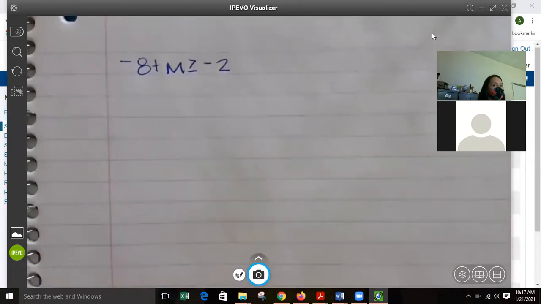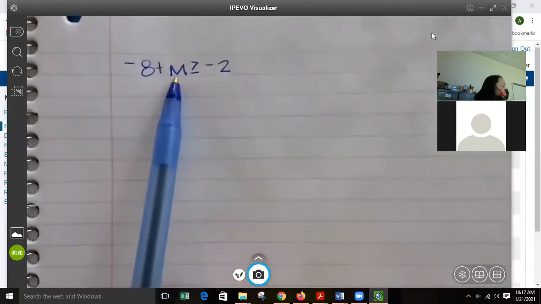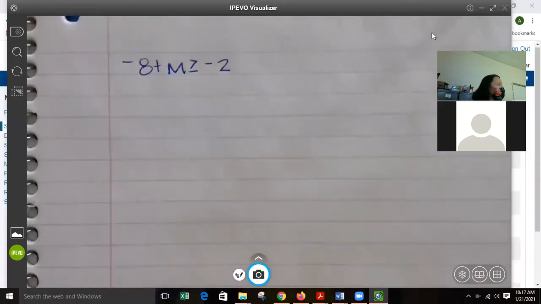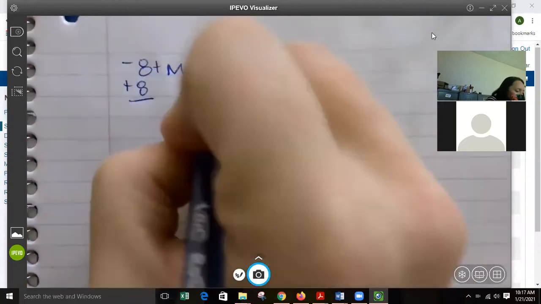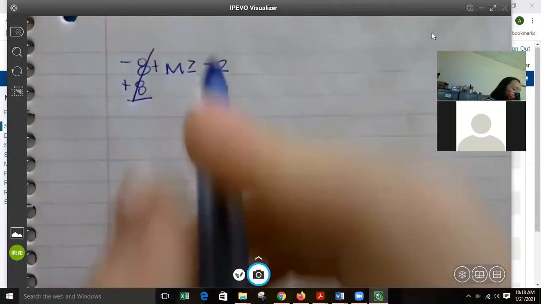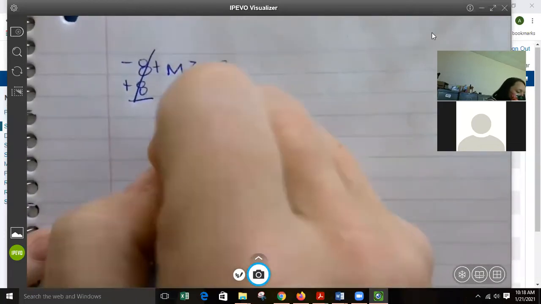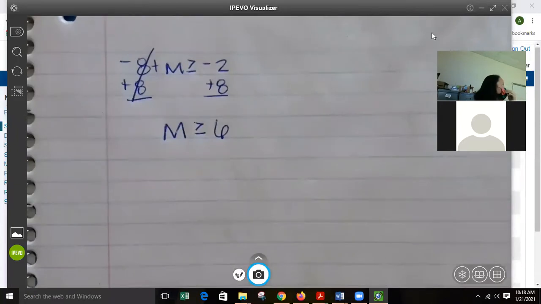So we're going to start with this one. This one's really easy. Just like an equation, we're solving for m. So we need to get rid of -8. How do we get rid of -8? Add 8. What I do to one side, I do to the other. I did not multiply or divide by a negative, so everything stays the same. And then -2 plus 8 is 6.